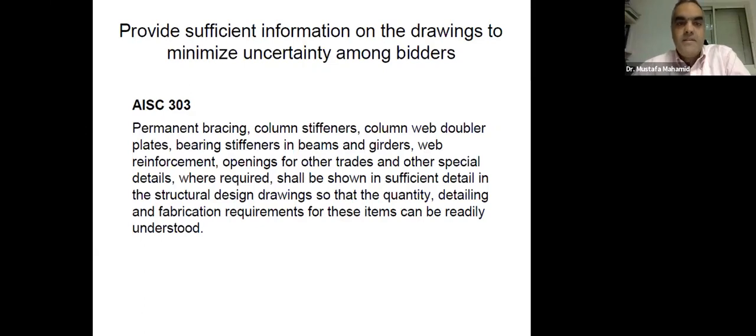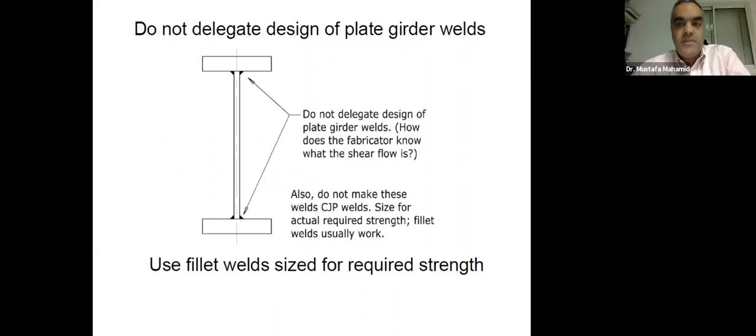Do not delegate design of plate girder welds. So if you are designing a plate girder, just do the complete design yourself. There's 3 plates connected together, where you have slender web flanges. There's a procedure for that in chapter F of the AISC manual. You can design the plate girder completely with the welds, and of course you can use fillet welds. There's no need for complete joint penetration welds for the design of the plate girders.